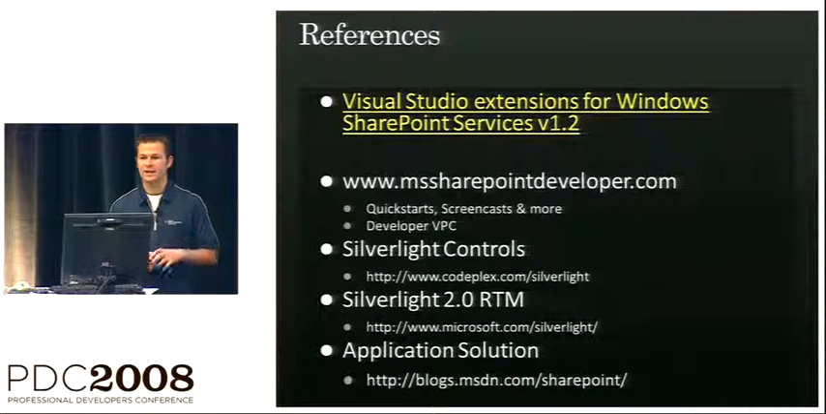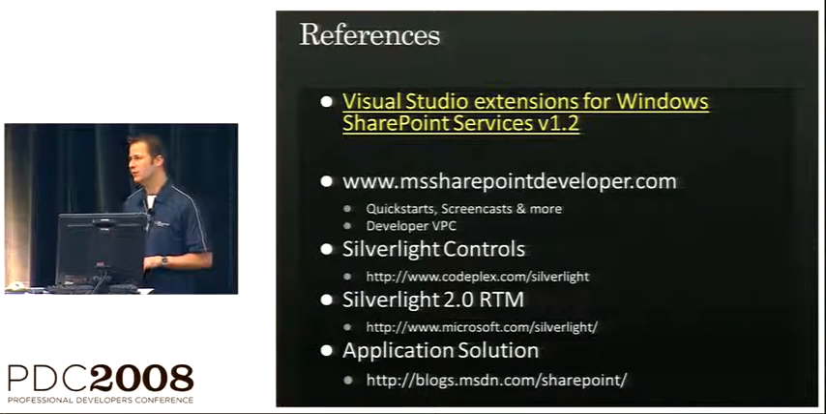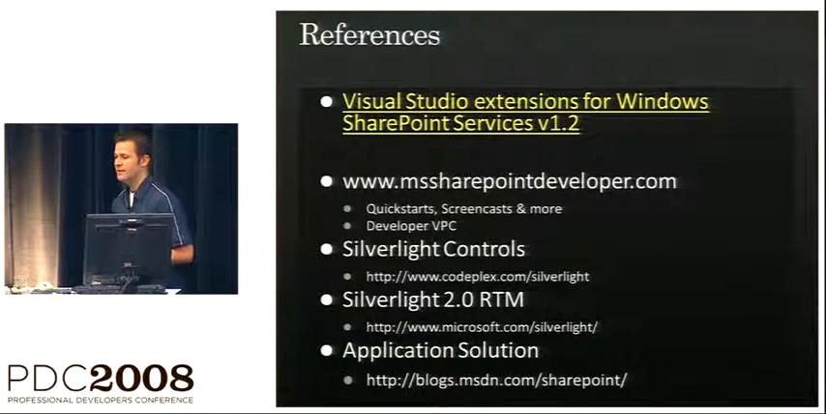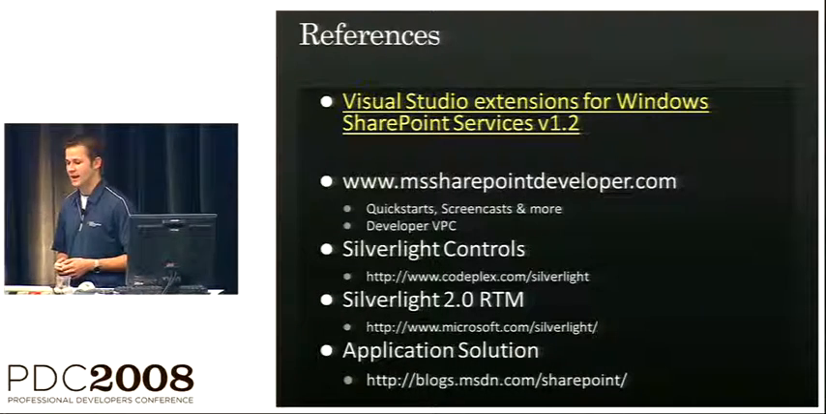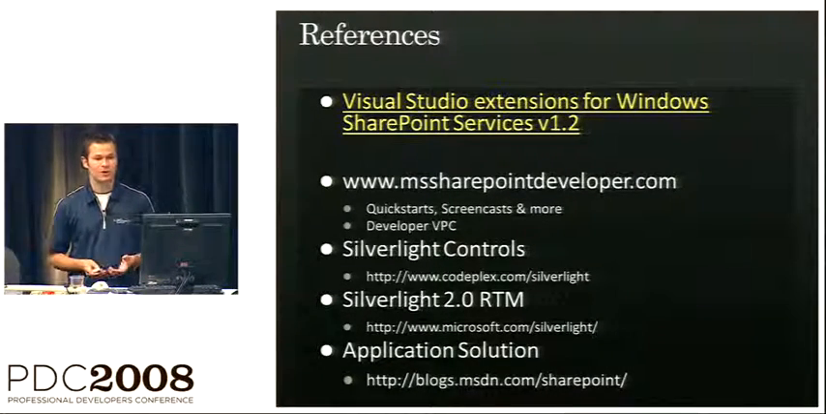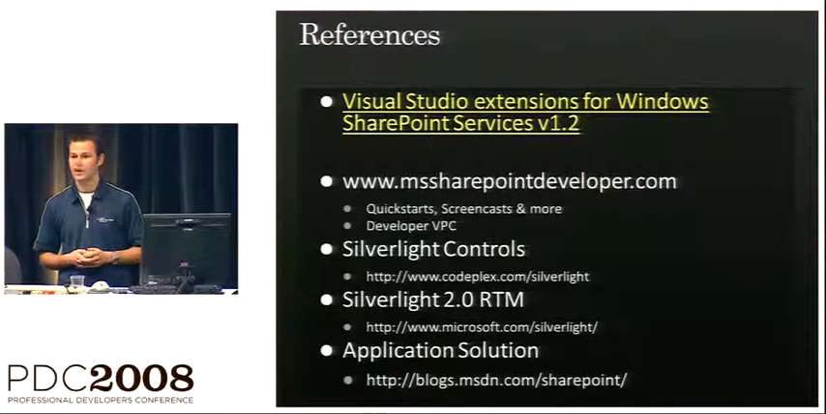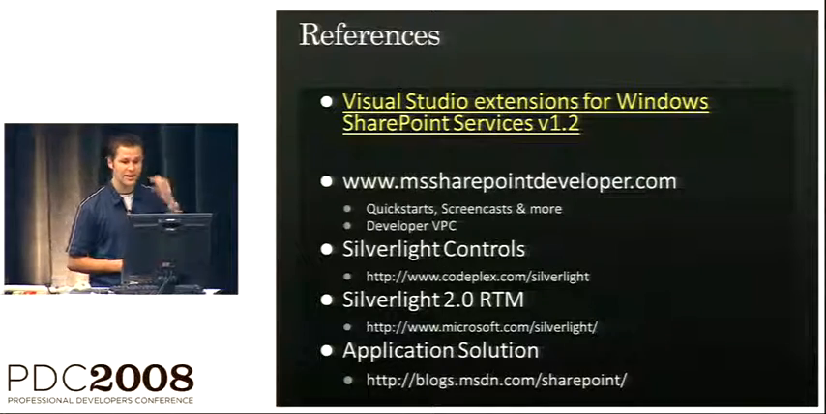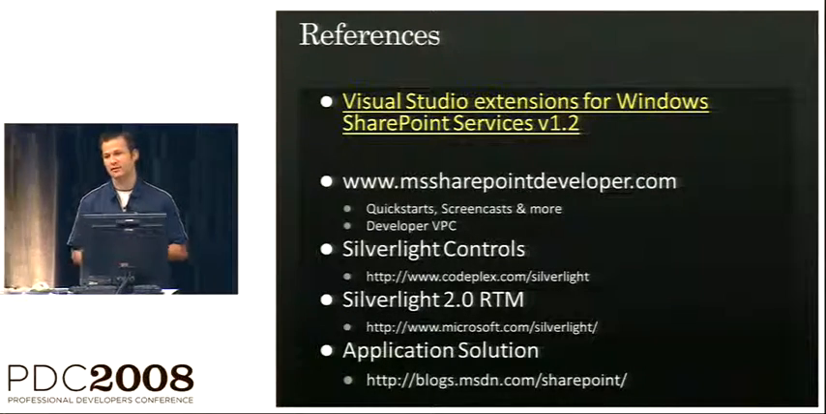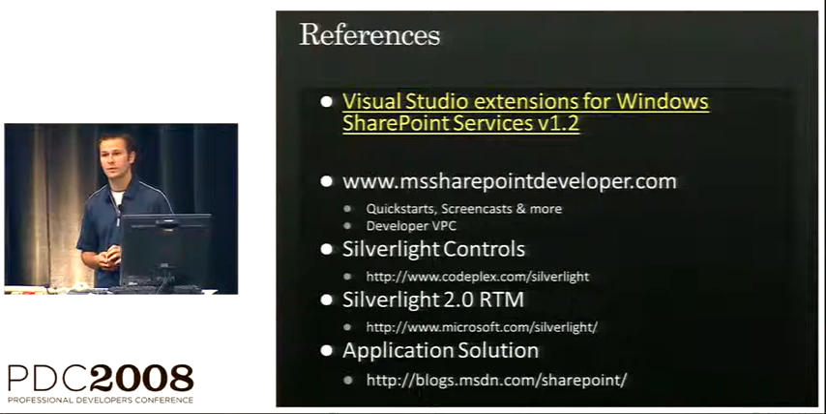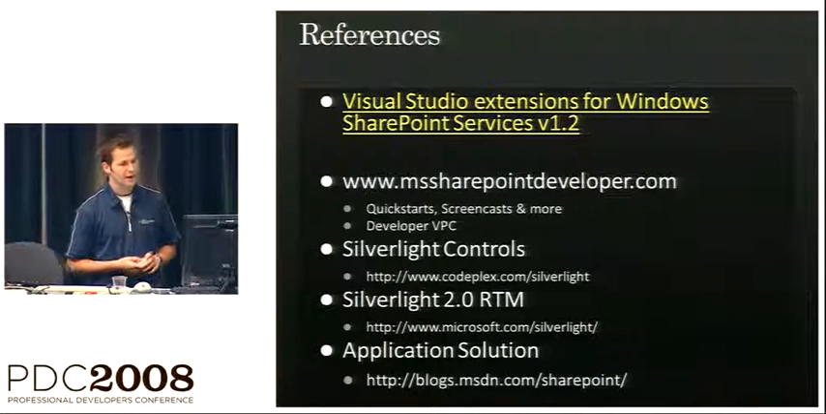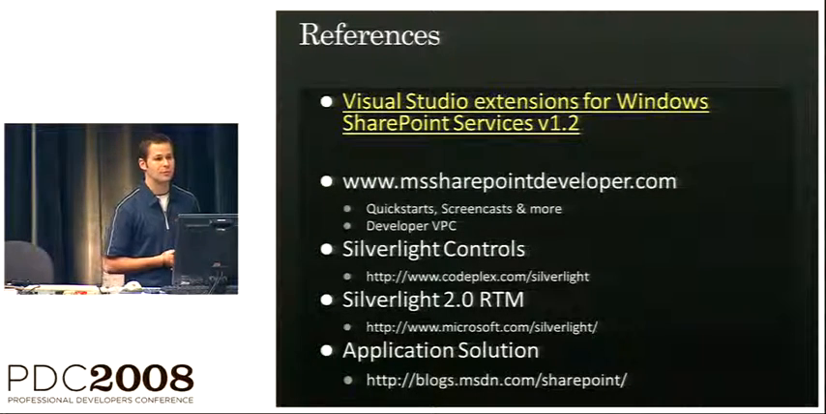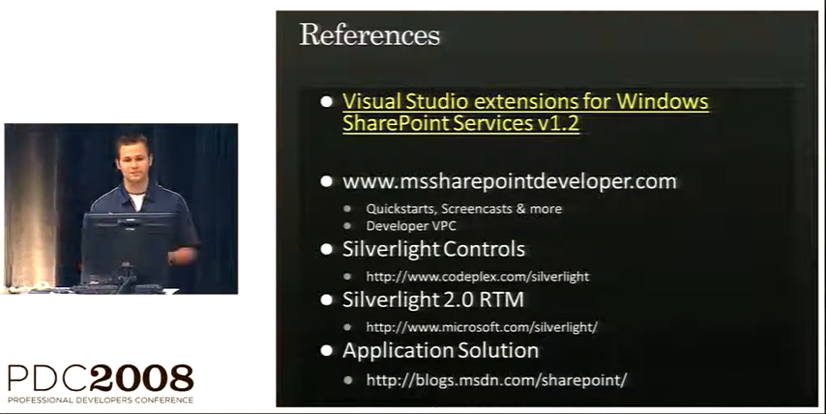MSSharePointDeveloper.com. Everything you saw today in the build was done on a VPC that you can download from MSSharePointDeveloper.com. That's a base WSS developer VPC. It has Visual Studio already pre-installed. It has the extensions already installed. Oh, apparently it's on the drive that you guys got, so you don't even need to go and download that. It also has a bunch of quick starts and screencasts on how to get started with SharePoint development if you're new to SharePoint development. And you will also be able to download this solution from the SharePoint team blog over the next couple of days.